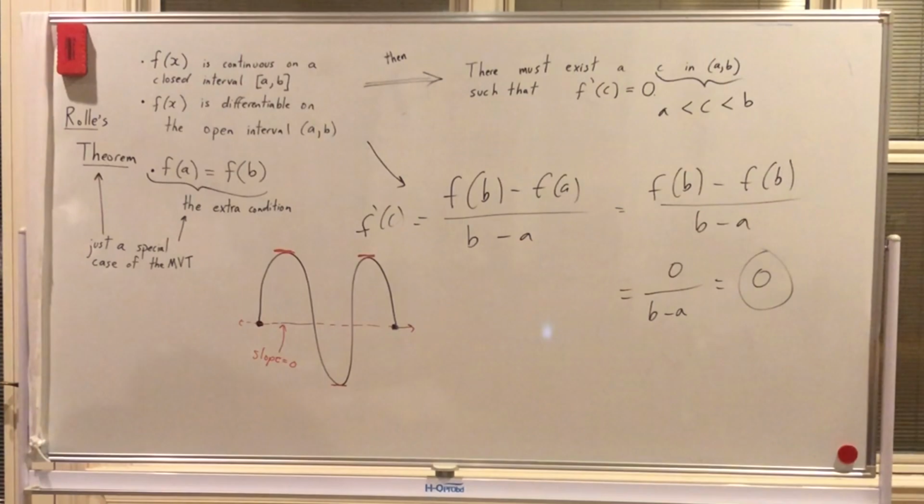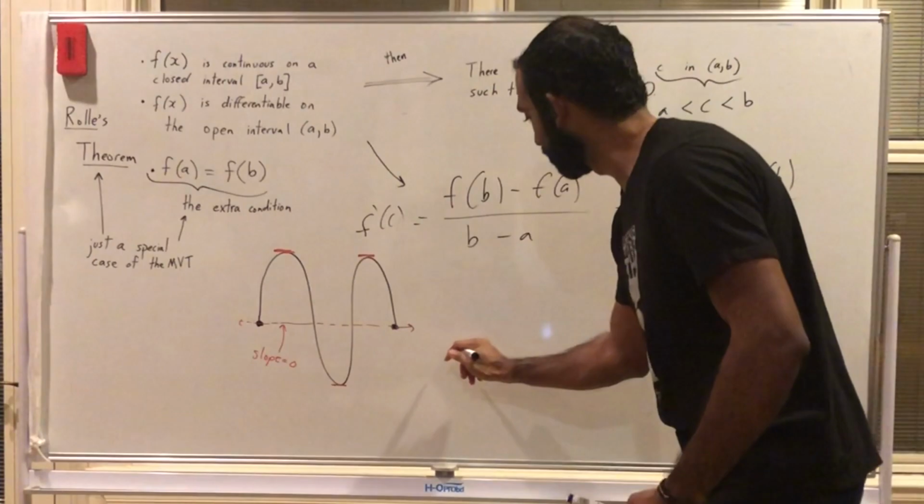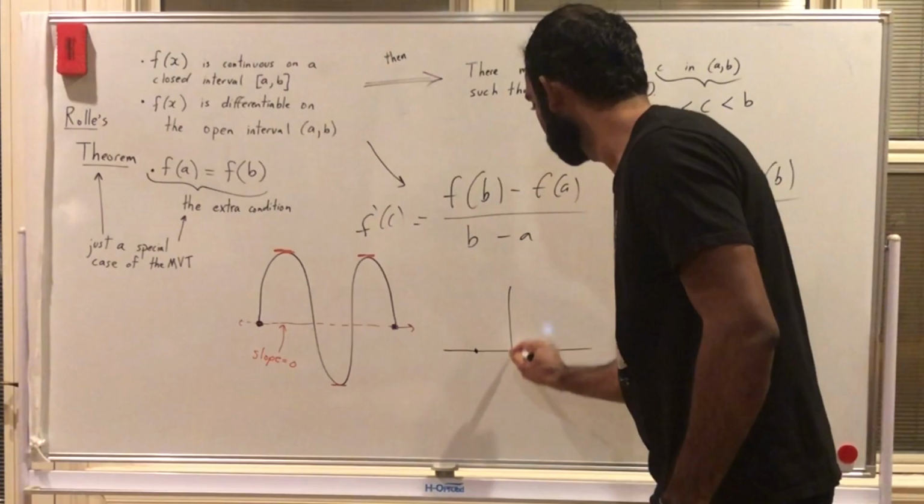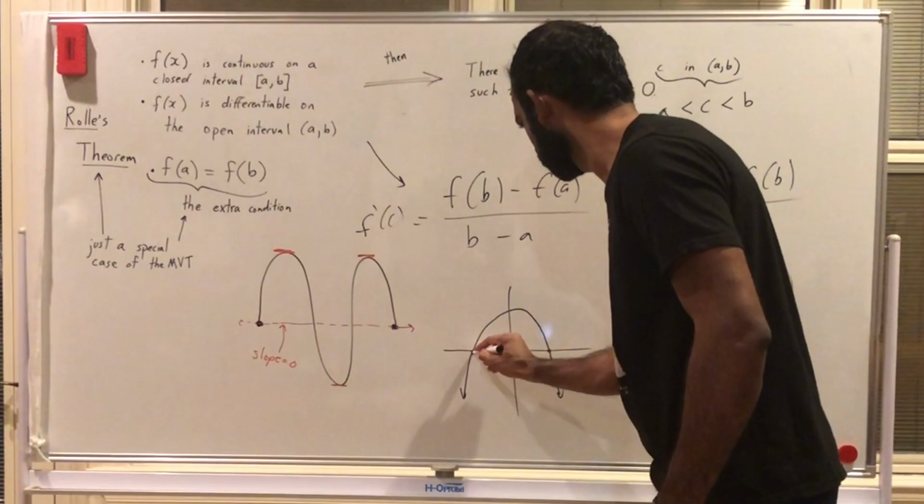If it's just continuous, no. Oh, if it's continuous and differentiable. Yeah, continuous and differentiable, and if the A and B that you're picking out are the x-intercepts, then yeah. So any smooth and continuous graph in between two x-intercepts will have a slope of zero.